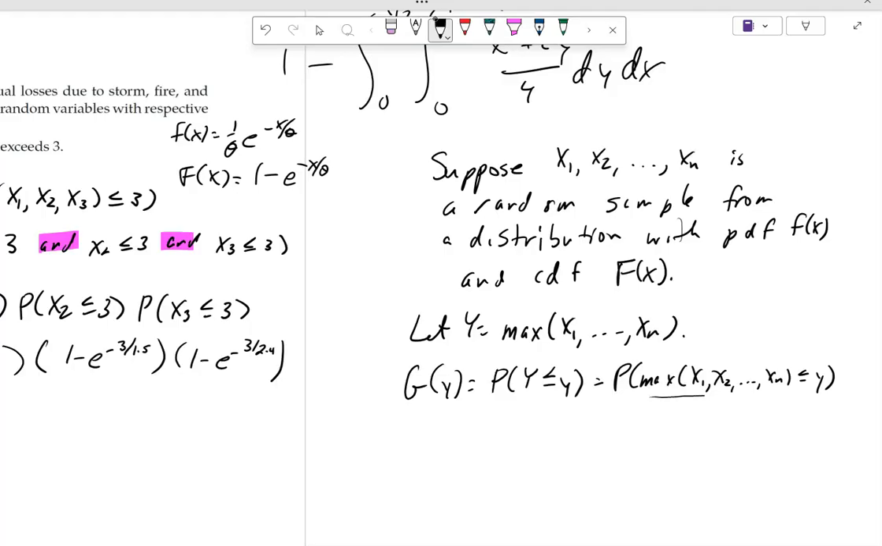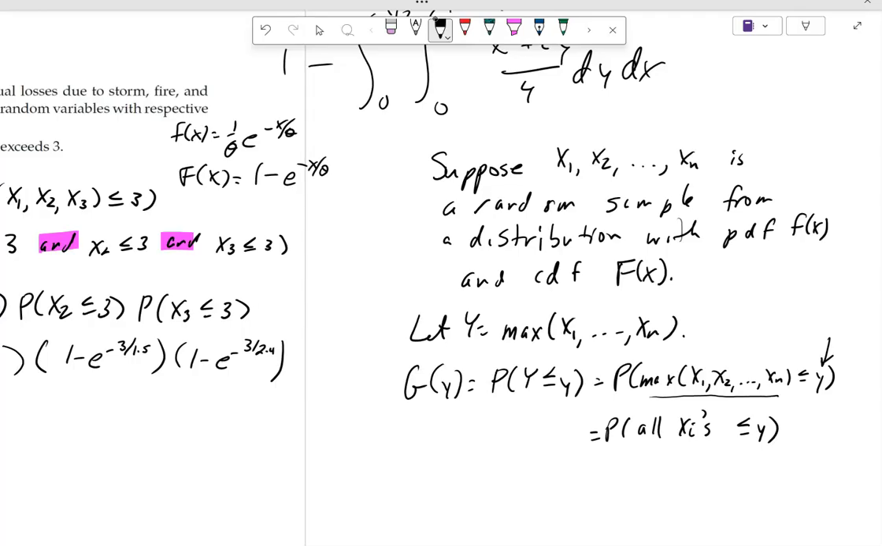In order for the maximum of all of them to be less than or equal to a number, what has to be true about every single random variable? Yeah, it has to be less than or equal to y. Exactly. All of them do, right? So this is the probability that all of the x sub i's are less than or equal to y. Agree?